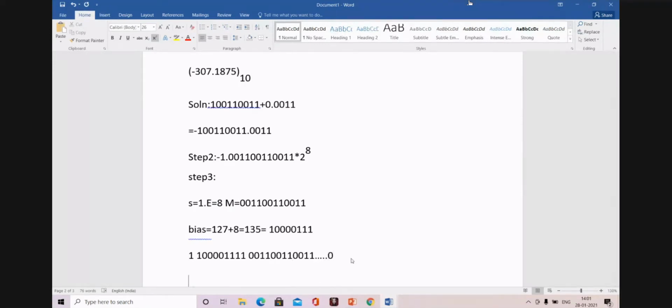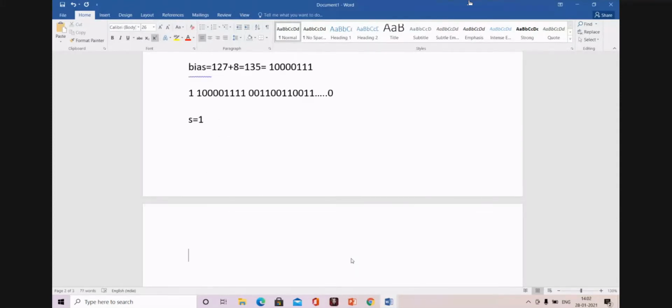Now for the double precision, the sign is also 1. The exponent E is equal to 1023 plus the exponent, which is 8. The answer you get is 1031. When you convert this into binary, you get 10000000111 with base 2. So this is your exponent.